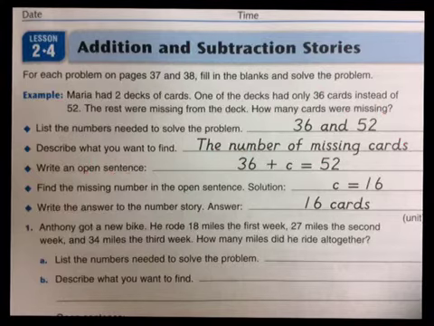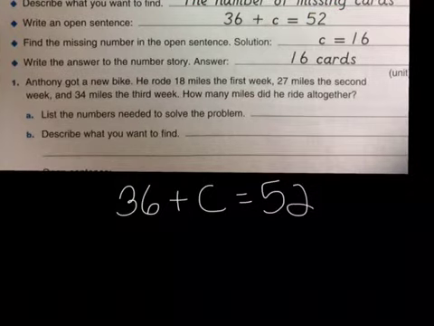Write an open sentence. As I mentioned before, an open sentence is an equation. We have 36 cards that she has, plus the number of cards missing should equal 52. Okay? This is where I talked to you about isolating the variable and inverting the operation. Let's try that. 36 plus c equals 52.